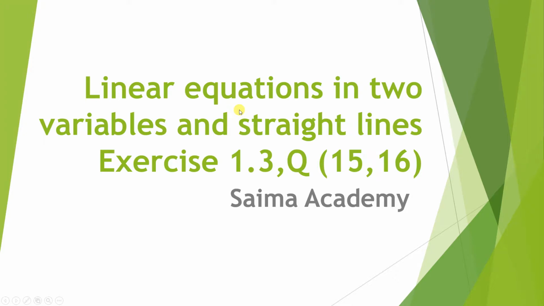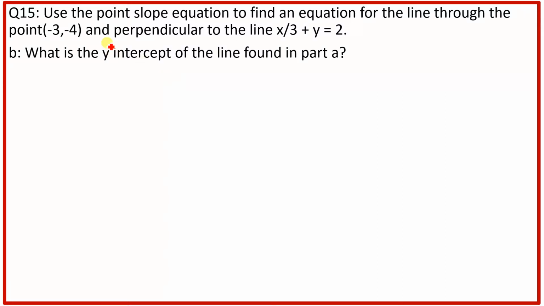In this lesson of linear equations in two variables and straight lines, we will discuss question number 15 and 16 of exercise 1.3. In question 15, we have to use the point slope equation to find an equation for the line through the points -3 and -4 and perpendicular to the given line. We have discussed very well, if two lines are perpendicular, it means the slope of the first line, m1, and the slope of the second line, m2, should multiply to -1.